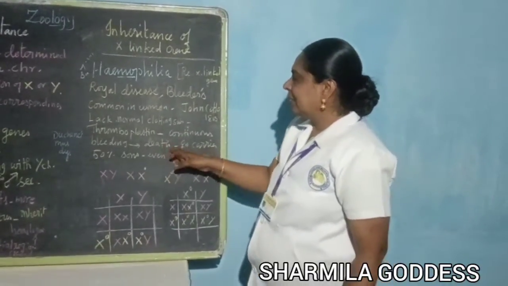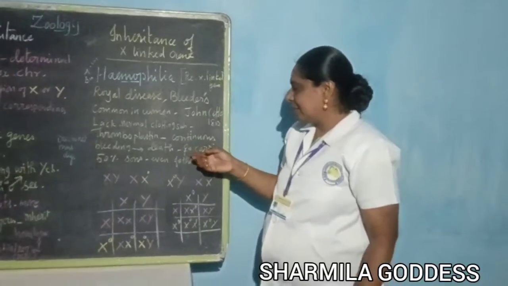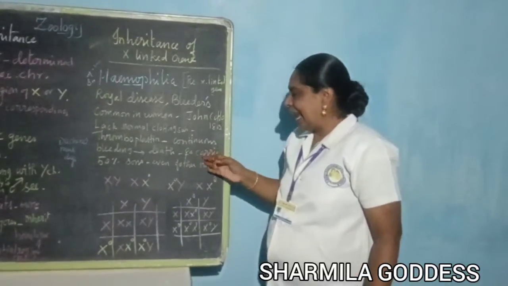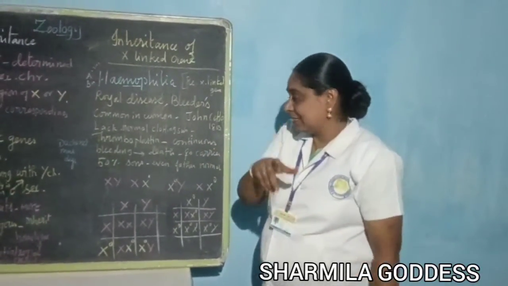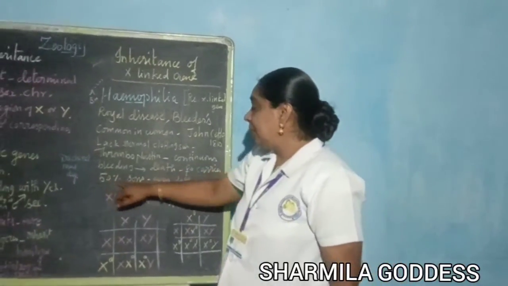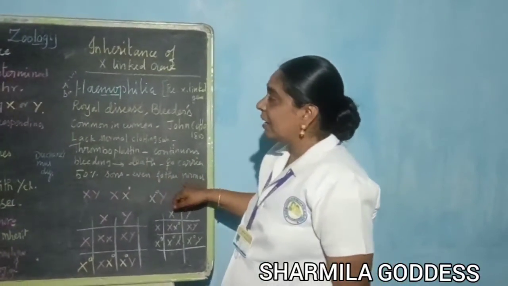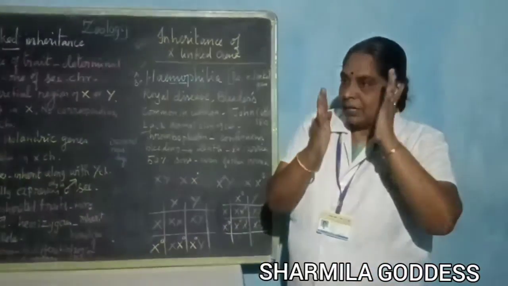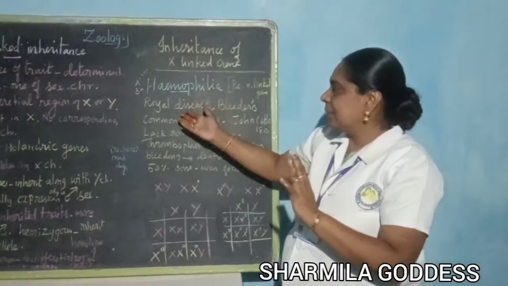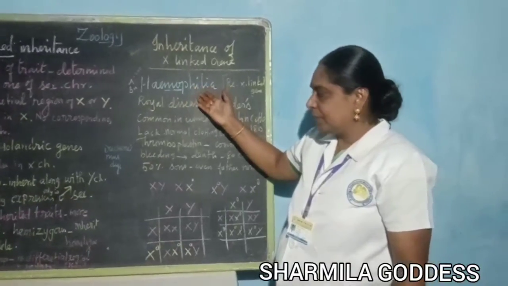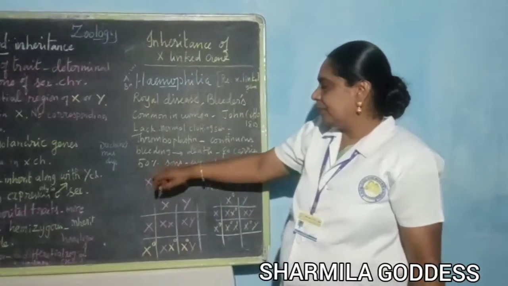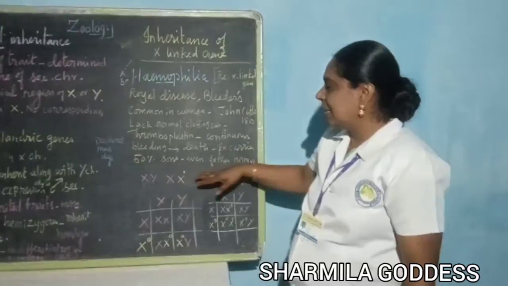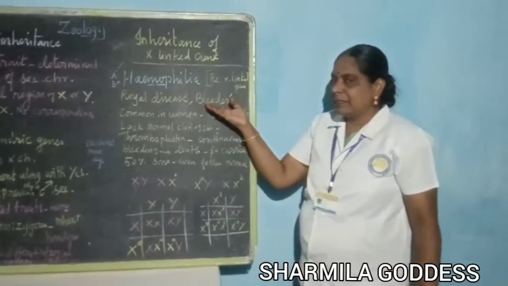So mostly in hemophilia, the females are carriers, carrying it in 50% of cells. Even if the father is a normal person, if the mother is affected by hemophilia, then 50% of sons are affected by this hemophilia.